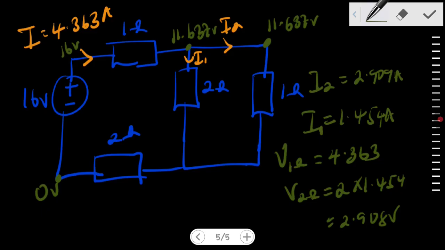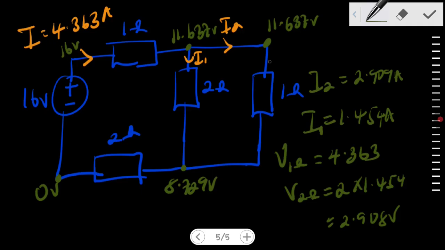So that means that at this point we're having 11.637 minus 2.908, giving me 8.729 volts at that point. Potential at this point is this, right? Now let's get the potential at this point, right? Now these points are supposed to have the same potential because there's no resistor in between that would cause a potential drop.